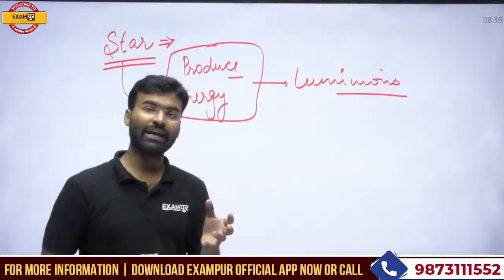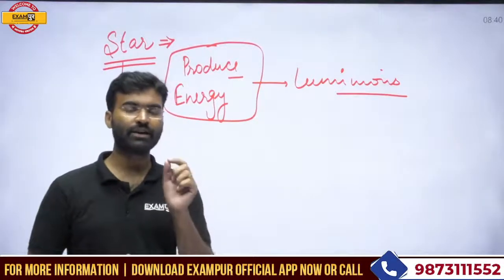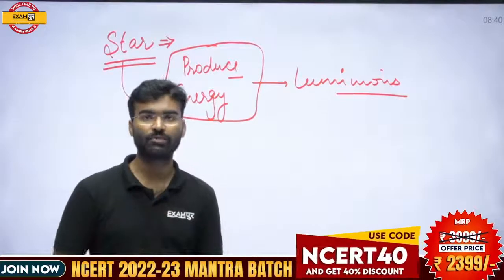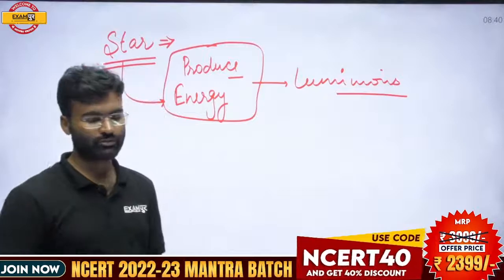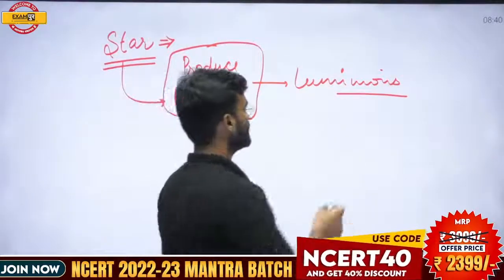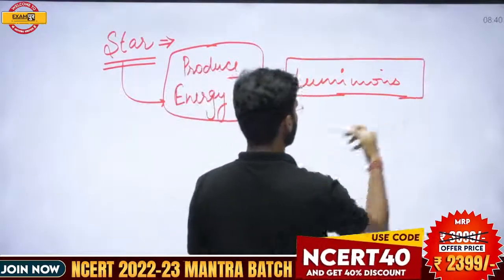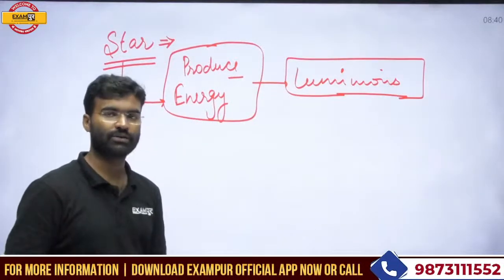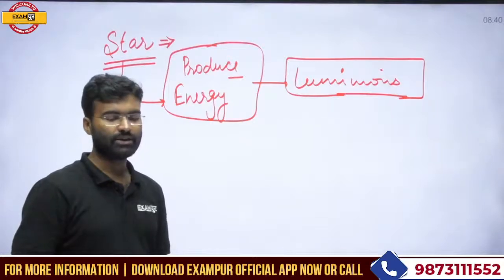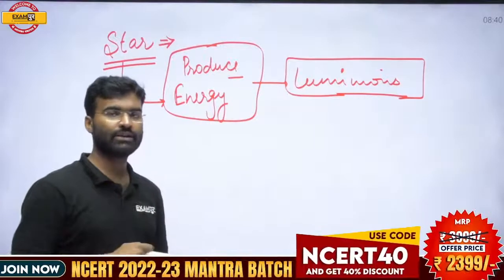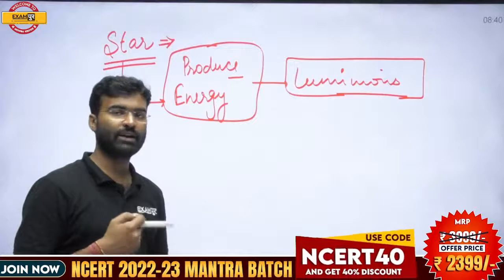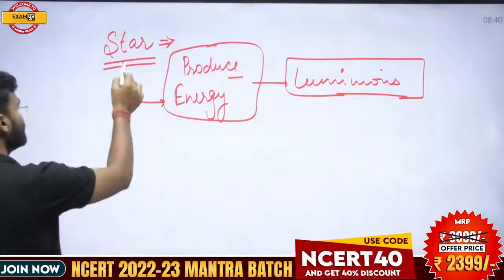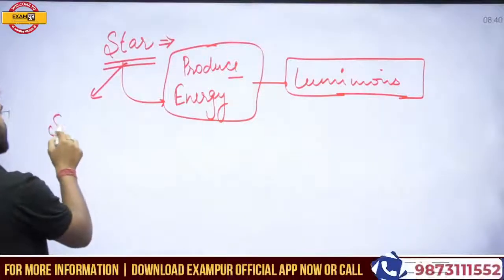Okay, so if they have the mechanism to produce light, that means they appear brighter, and they are luminous objects. So the important feature of stars is that they have a mechanism of producing energy, and that is why they are luminous objects. Luminous object means an object which has its own energy production mechanism, and that is why it appears brighter.